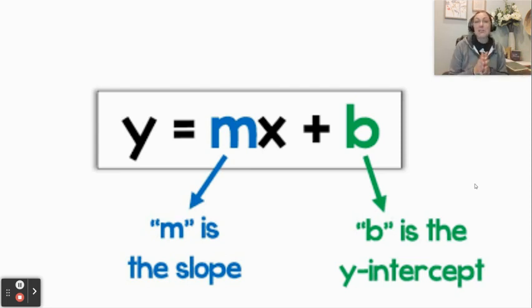Now, if that's not a formula that you're familiar with, you definitely want to add it to your notes because it is huge in any algebra class. You can see here that I have color-coded the m because the m stands for slope. I've also color-coded the b because it stands for the y-intercept. So you may be asking, well, what about the y and the x? Well, I'm going to show you how we use those.